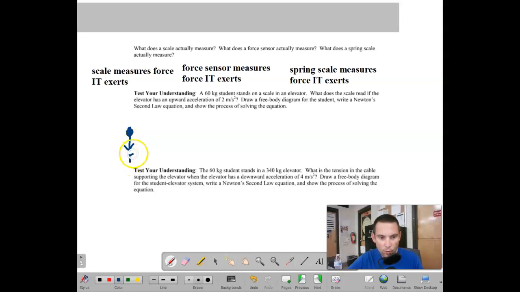So we have our weight force going down, and we have the normal force going up. Notice my normal force is slightly larger than my weight force. Now I'm going to write my second law equation from this. My net force is the stuff that makes it go, Fn, minus the stuff holding it back, Fw, equals mass times my net acceleration.